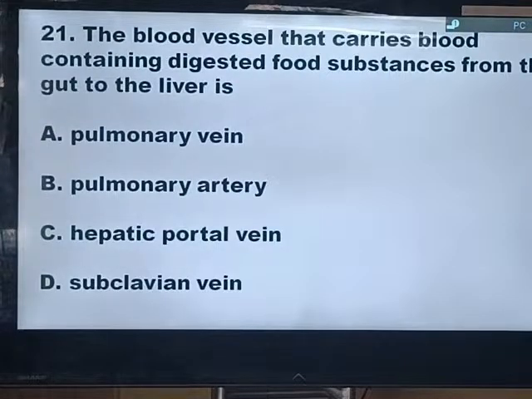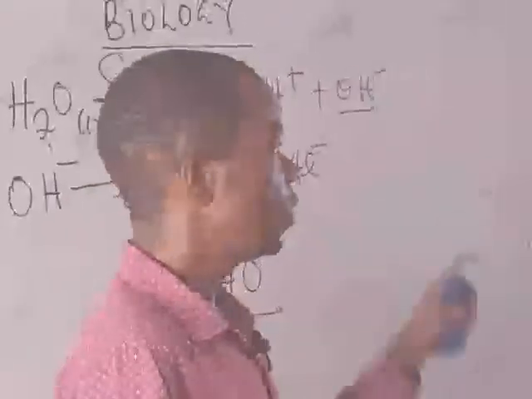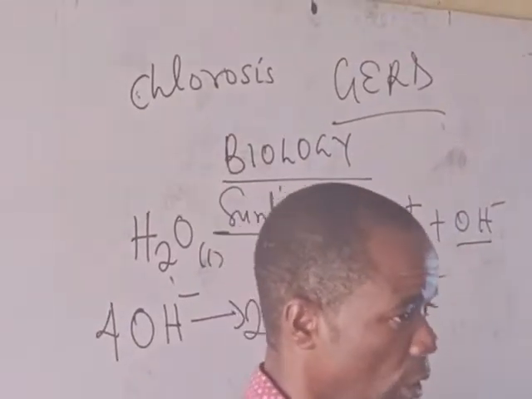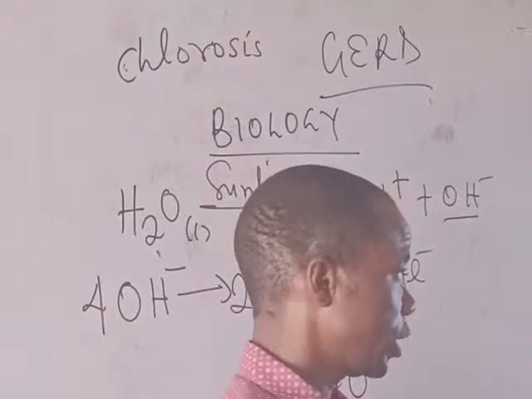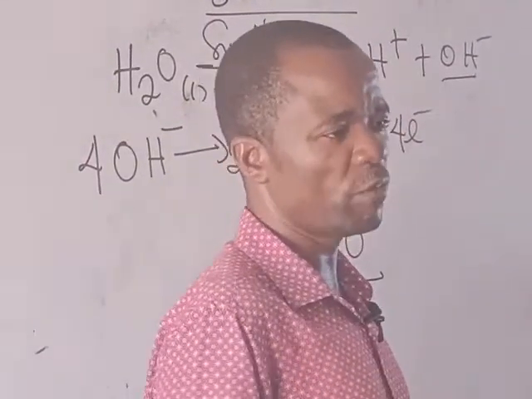The blood vessel that carries blood containing digested food substances from the gut to the liver is dash. Now, care must be taken here. What does the gut imply here? Because at times, the question could be structured in several ways. In place of the gut, it could be from the small intestine to the liver. In place of that, it could be from the ileum. Remember, ileum is the last part of the small intestine, to the liver. It can also be replaced with the alimentary canal to the liver. So you can see the question could come in various ways.